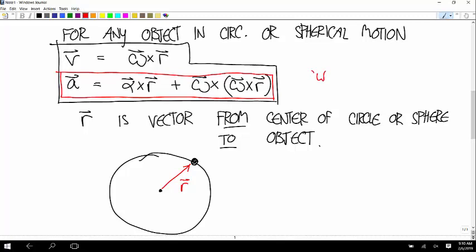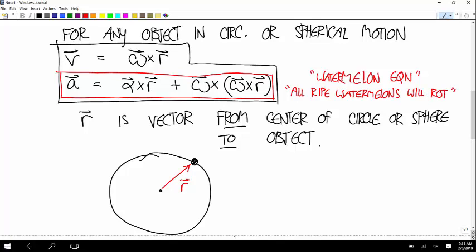Call this one the watermelon equation because it has a lot of stuff and it's faster to say watermelon equation. But the mnemonic device I use for that is all ripe watermelons will rot. Sort of a pessimistic attitude, but yes. Are you going to propose a better mnemonic device? Yeah.